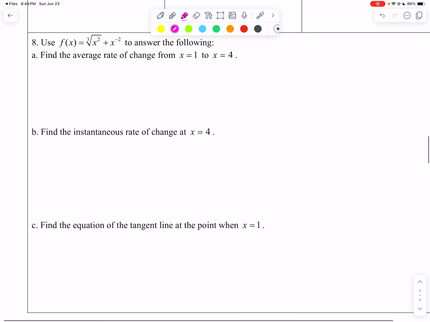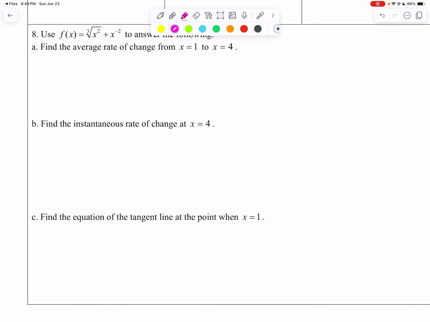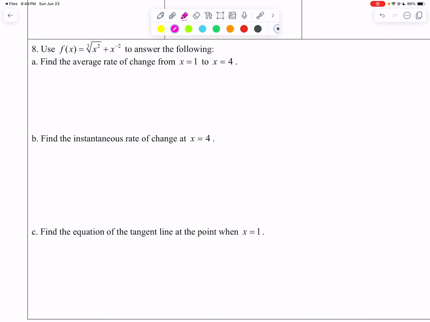All right. Number 8. I have this function right here, and I want to answer the following. 8 says, find the average rate of change from 1 to 4, and average rate of change is just regular schmegler slope. So here, I'm just trying to find the slope between x is equal to 1 and x is equal to 4. So I have f of 4 minus f of 1 over 4 minus 1, and I'm just going to plug in 4 and 1. So f of 1 is just 1 plus 1, or 2. And then f of 4, if I plug that in, I get this mess right here.